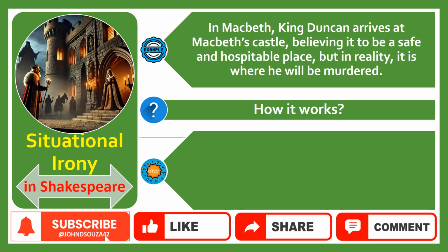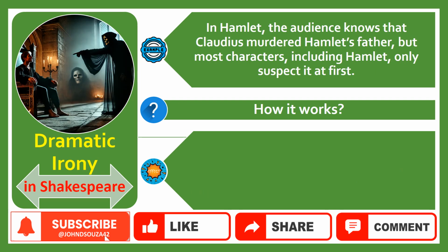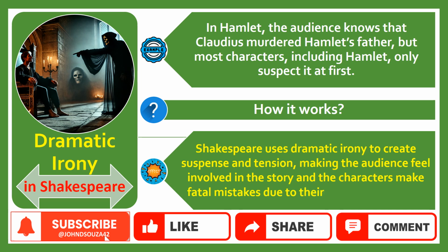Now let's find out how situational irony works in Shakespearean literature. In the example, Shakespeare uses situational irony to enhance dramatic tension, highlight betrayal and deception, and create a contrast between appearance and reality. Now let's find out how dramatic irony works in Shakespearean literature. In the example, Shakespeare uses dramatic irony to create suspense and tension, making the audience feel involved in the story, and the characters make fatal mistakes due to their lack of knowledge.